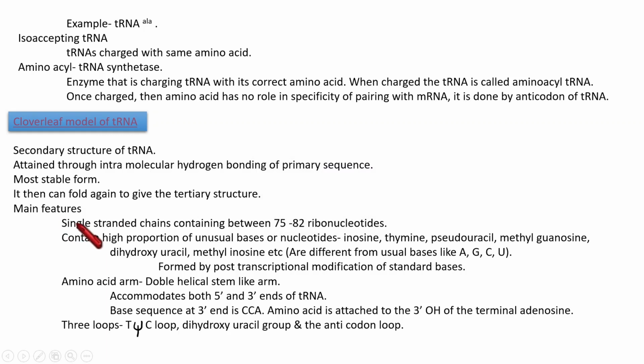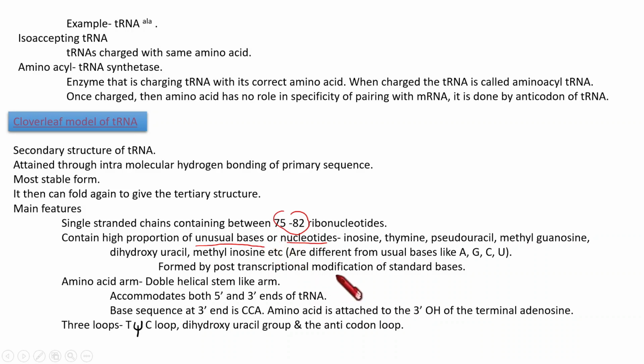First point, it is a single-stranded chain. And how many ribonucleotides will be present in that single stranded chain? Around 75 to 82 ribonucleotides are present in a single tRNA. And in that tRNA, next point is that it possesses so many unusual bases, meaning not normal bases or not normal nucleotides. Why do they become abnormal or unusual?